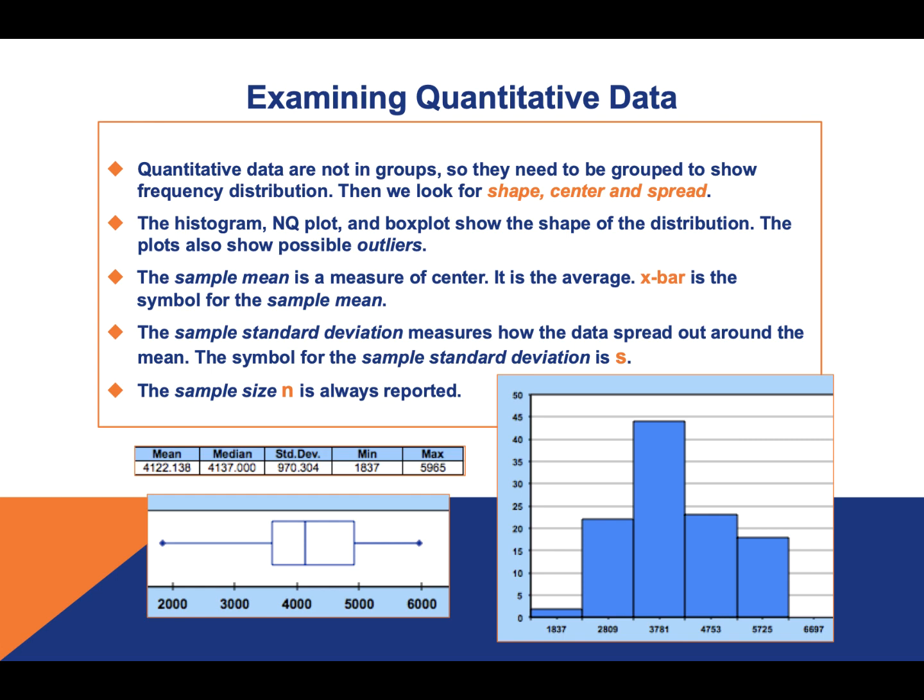The sample mean is an important measure of center. The sample mean has the symbol X bar. The standard deviation for our sample, S, is a measure of dispersion. It shows how the data spread out around the mean. And the sample size N is always reported.